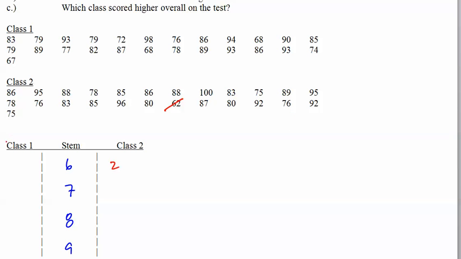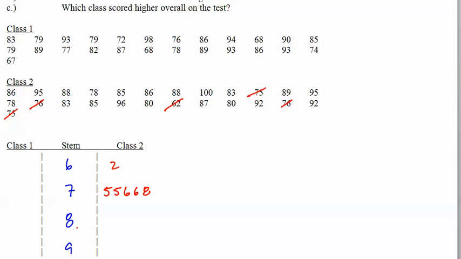Then we go to the 70s, and we look for the lowest 70. 5, 5, 6, 6 again, 8, so on and so on, 80s, 90s. I'm not going to do the whole thing.